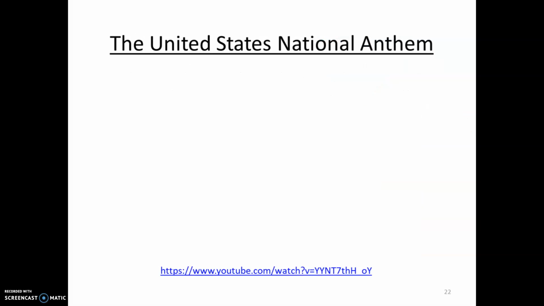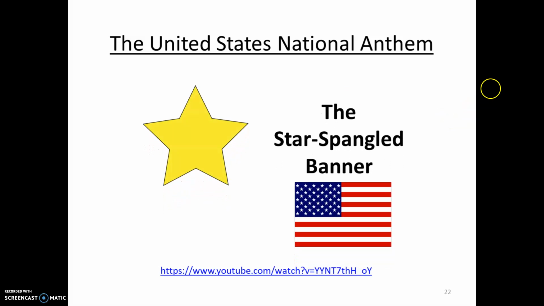Most countries have a song. These songs are called national anthems. The United States has a national anthem called the Star-Spangled Banner. You can Google the Star-Spangled Banner and listen to it later.